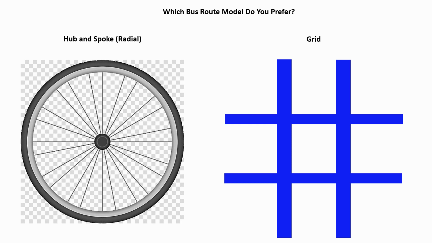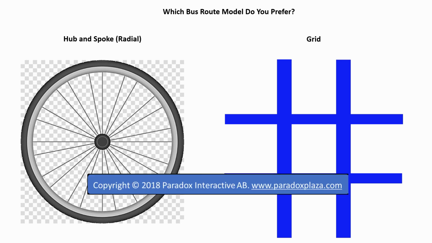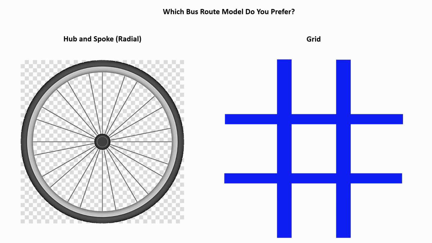Do you prefer the one on the left, the hub and spoke or radial system, or the one on the right, a grid system? Well, let's talk about it for a bit. On the left, if you said, hey, that looks like a bicycle wheel with the hub in the middle and spokes going to the outside, you'd be correct. And I apologize to the people in the mass transit industry. These are obviously very simplified depictions of these two systems.